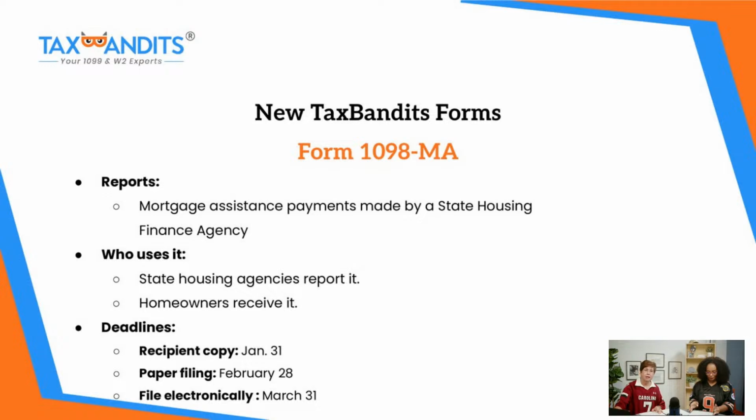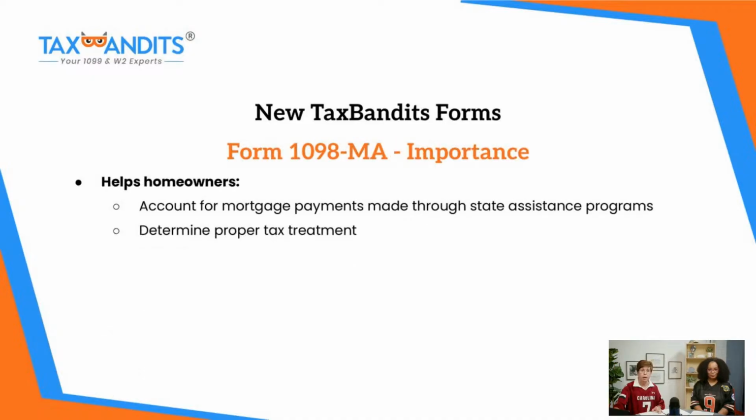Form 1098-MA. This reports mortgage assistance payments made by a state housing finance agency. State housing agencies report it, homeowners receive it. The deadlines: recipient copy needs to go out by January 31st. Paper filing is February 28th, and e-file is March 31st. It's important because it helps homeowners account for mortgage payments made through state assistance programs and determines the proper tax treatment.